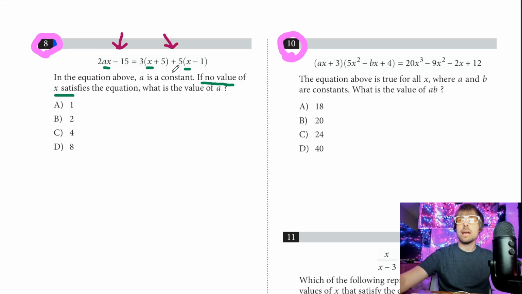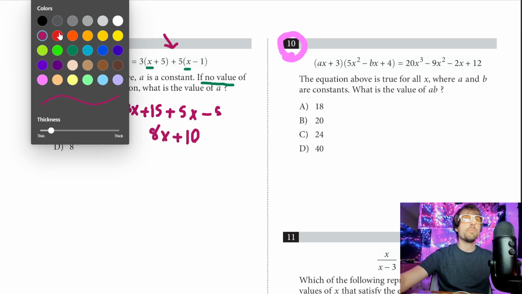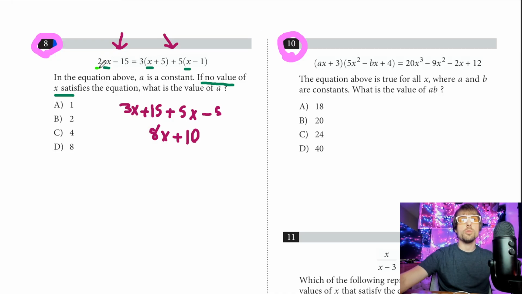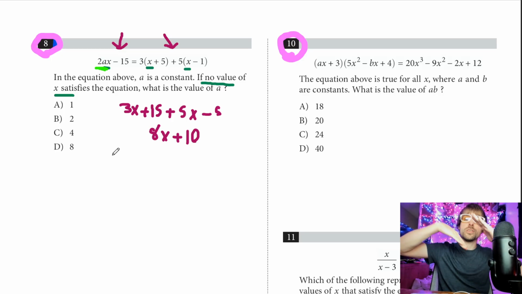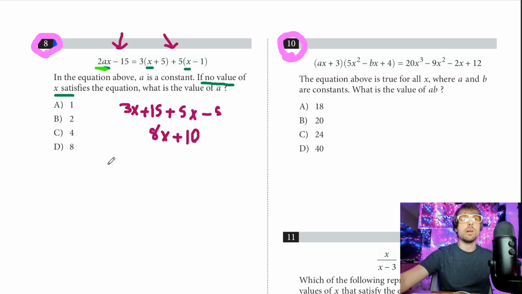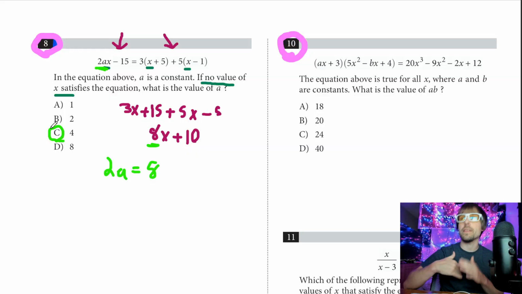For equation 2, we're going to have to do some distributing and combine like terms. I would get 3x plus 15 plus 5x minus 5. So that's going to get 8x plus 10. So that would be equation 2. Equation 1 was already done. Our slope from equation 1 is going to be 2a. So again, because there's no solution, my 2 lines have to be parallel to each other. So I would say 2a from line 1 is going to be equal to my slope from line 2, which is just going to be 8. And my a would have to be 4 for these to have the same slope and therefore be parallel to each other.